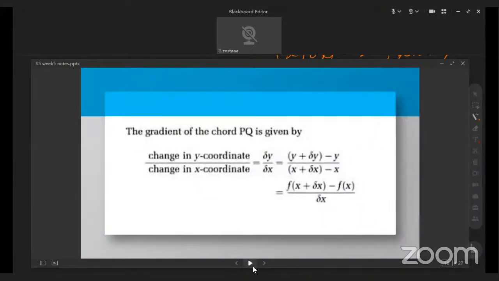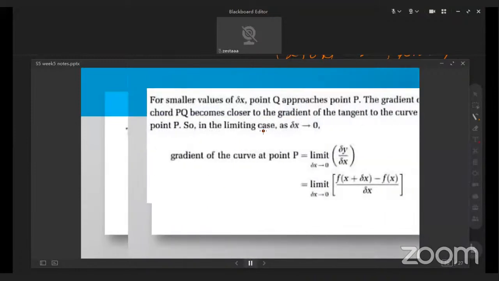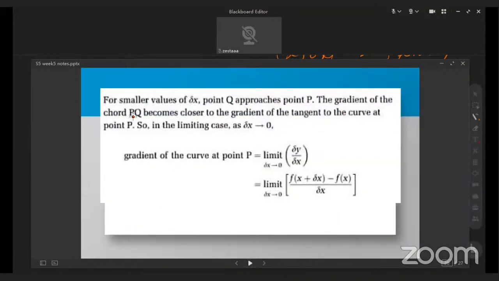So in so doing, we are saying that the gradient of the chord PQ will become closer to the gradient of the tangent to the curve at point what? At point P. Okay, so in the limiting case, we say smaller change in x tends towards zero. So the gradient of the curve at point P will be the limit as small change in x tends towards zero of small change in y over small change in x.